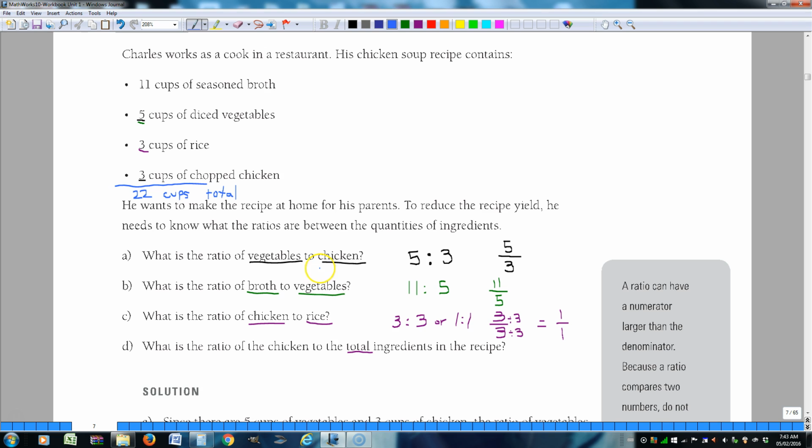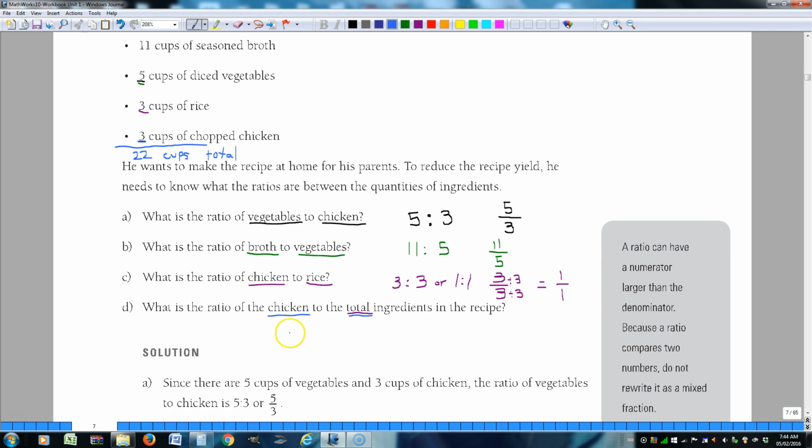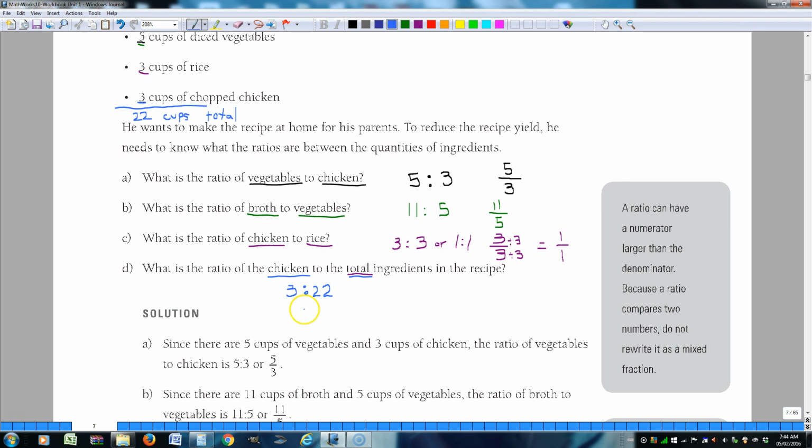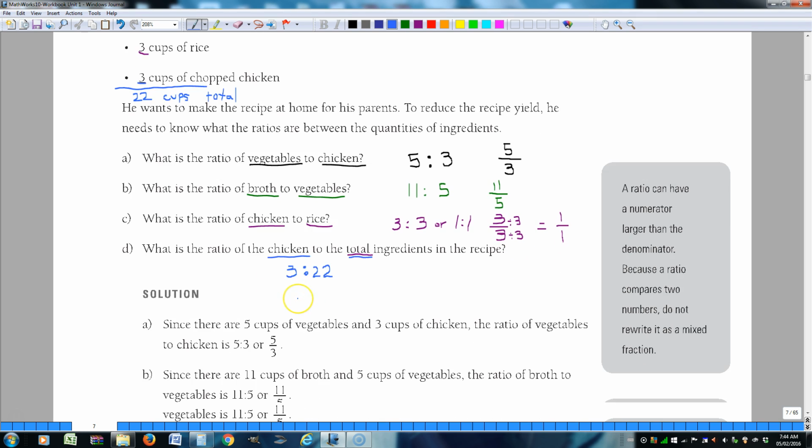All right, so now we can actually do this question, because it says what is the ratio of the chicken compared to the total? So it's simple. We have chicken is 3 cups. So it's 3 cups compared to the total of 22 cups. All right. This is helpful information for this recipe, all right?